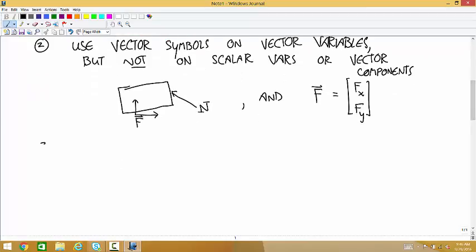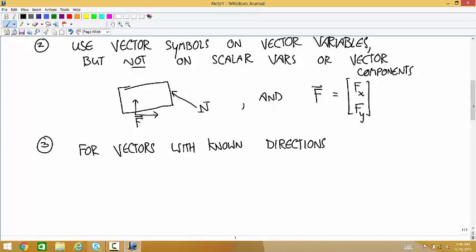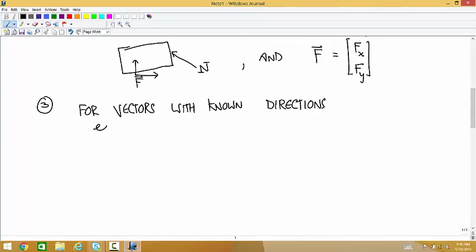And then the third thing, I saw this with weights a few times. For vectors with known directions, let's think of, for example, this vector times n, which is a unit vector shown by the direction times a scalar.